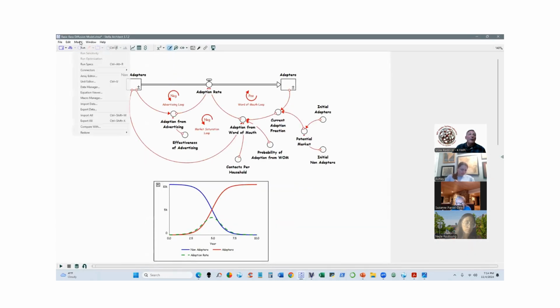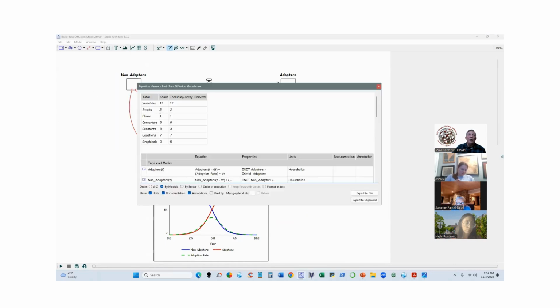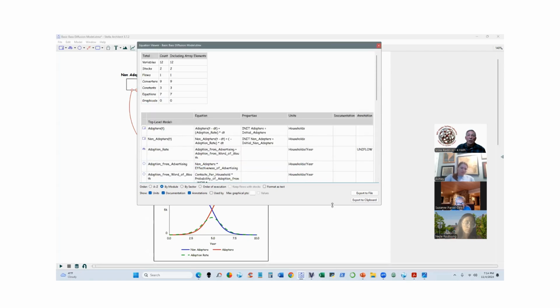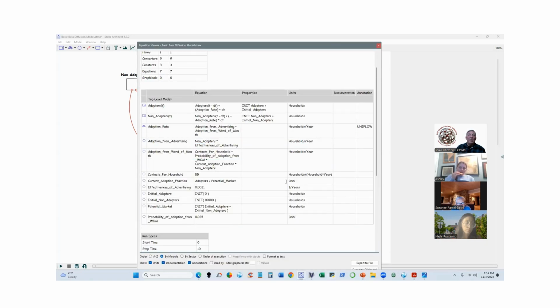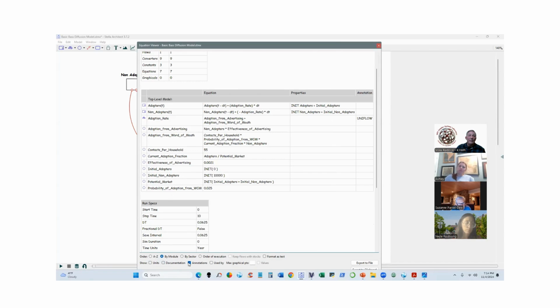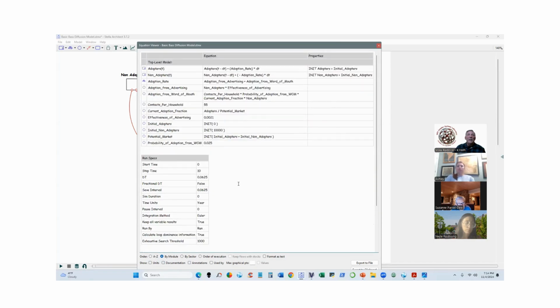They didn't come up here and say equation viewer, and say, show me all the equations, right? Let's turn off some of this stuff here. So he didn't do this kind of thing, right? The old Dynamo sort of Euler's equations.